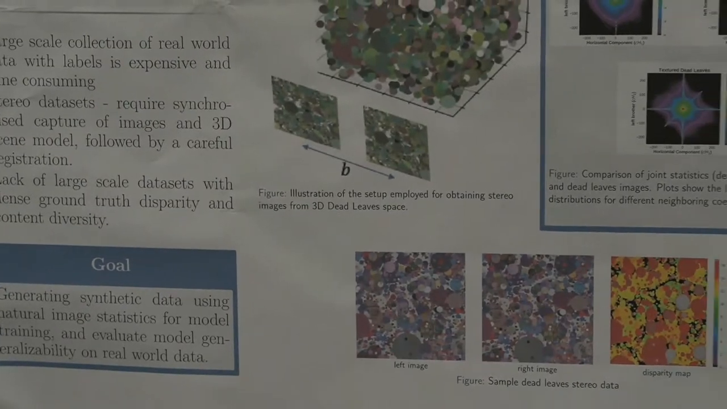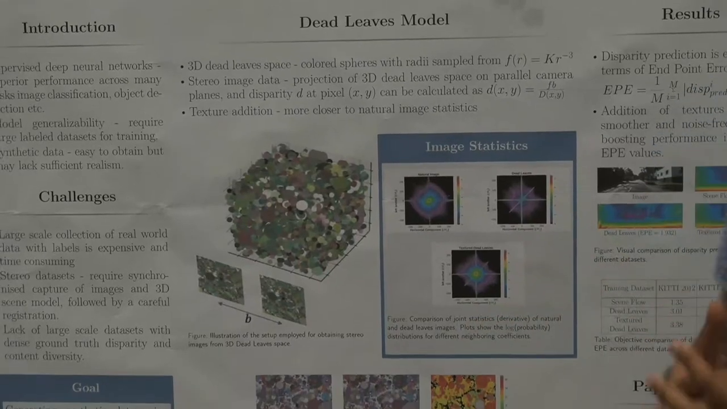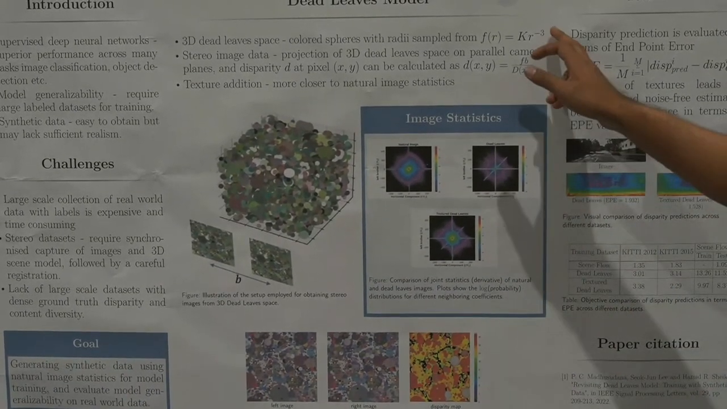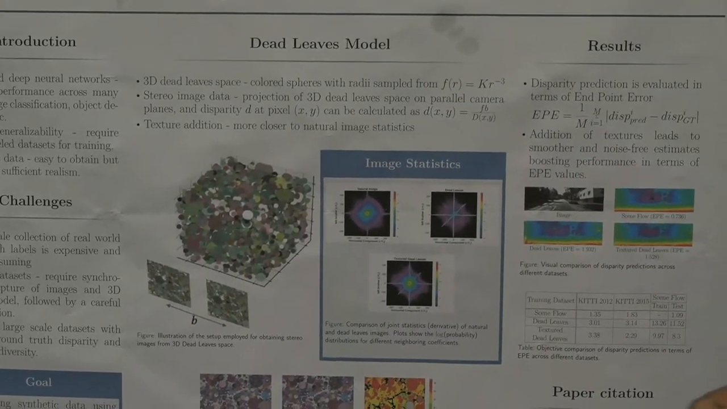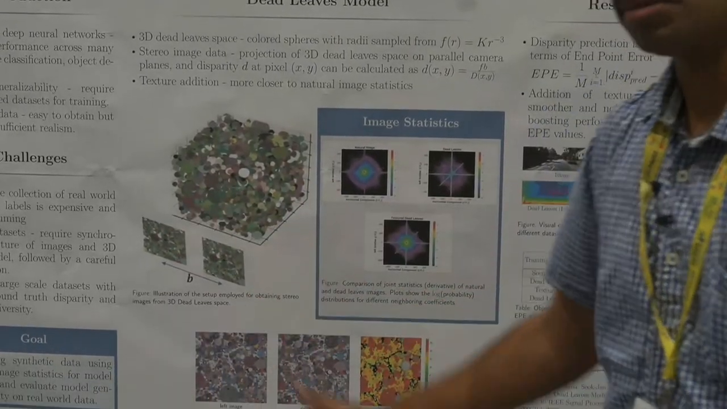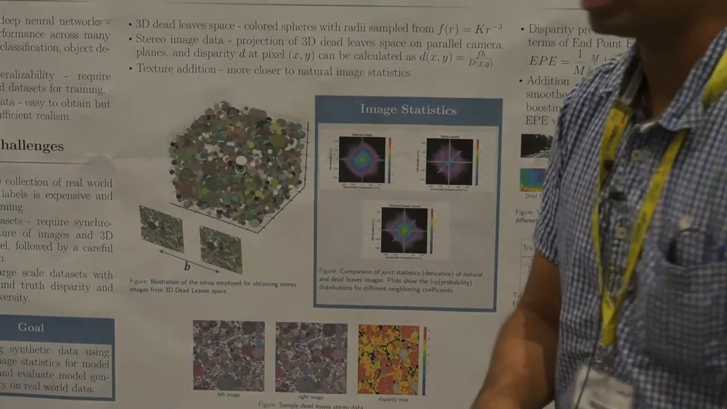The dead leaves model is constructed using a three-dimensional space, where the space is filled with colored spheres with radii sampled from the distribution shown over here. Once we construct the 3D space, we project it onto two different cameras, where the left one corresponds to the left image and the right one corresponds to the right image.